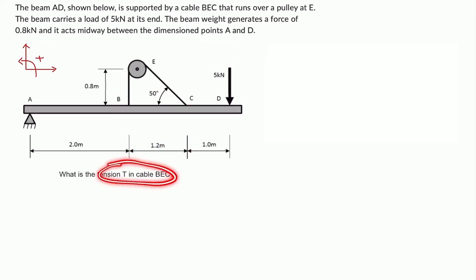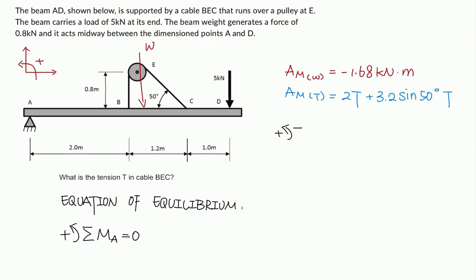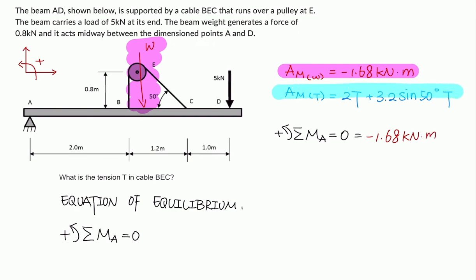Lastly, we're going to find the tension T in cable BEC. Firstly, we're going to write down the equation of equilibrium here, and we can bring back what we got from the previous two questions and put them into the equation of equilibrium. The moment generated by beam weight will be negative 1.68 kilonewton meters, and the moment generated by the cable, 2T plus 3.2 sine 50 degrees times T.